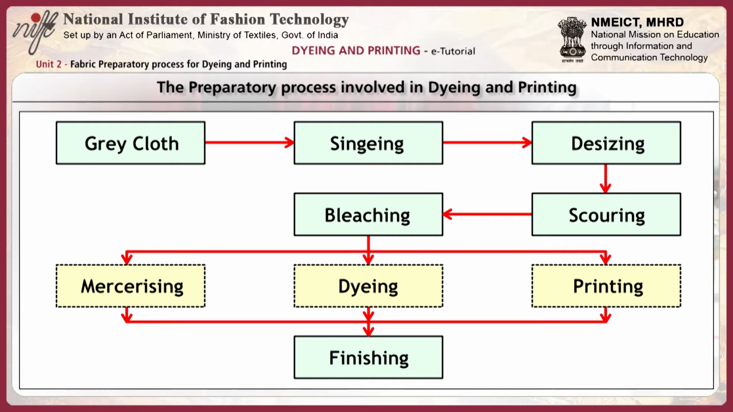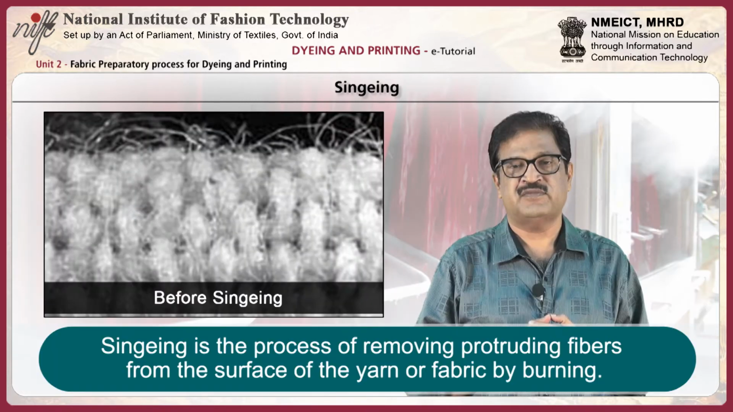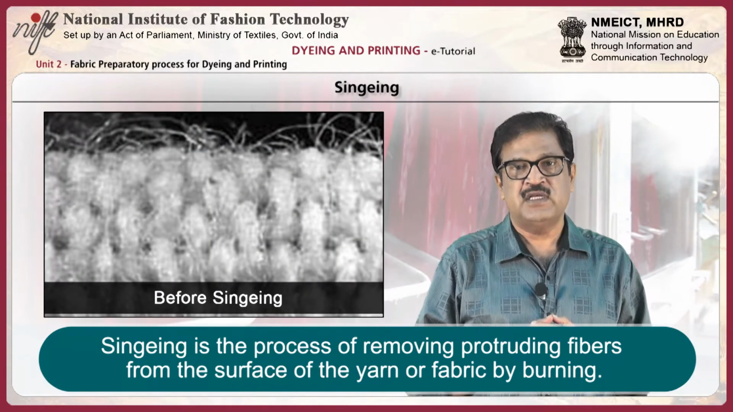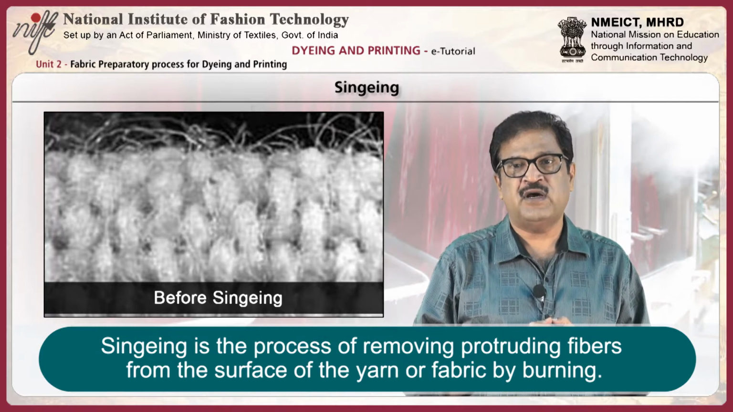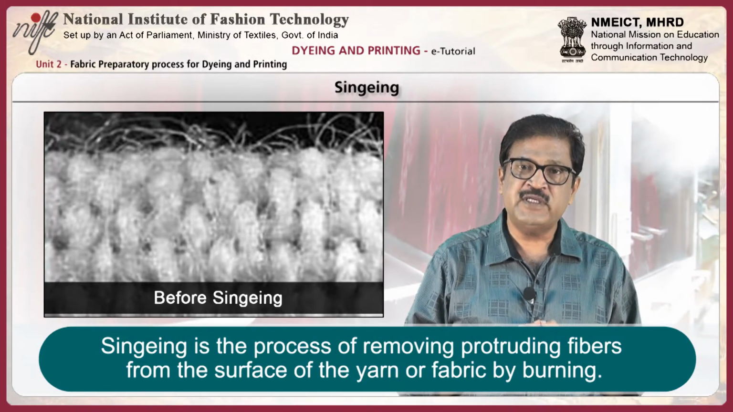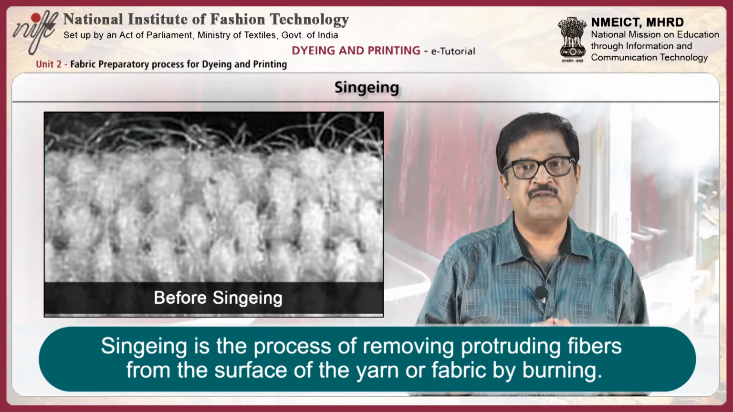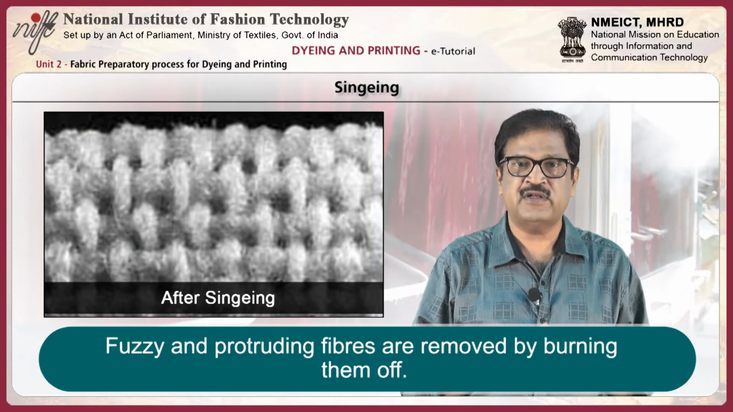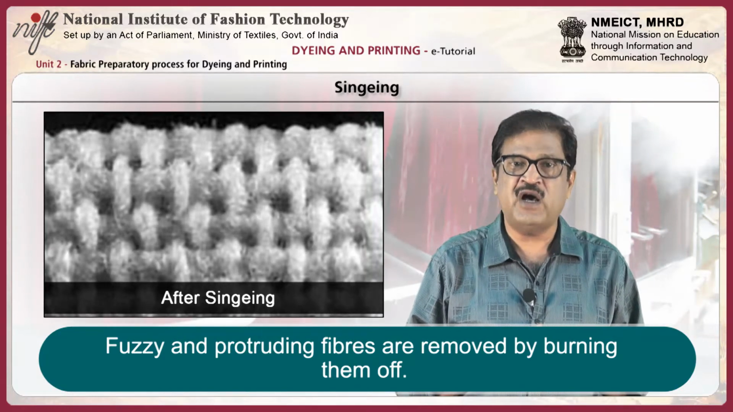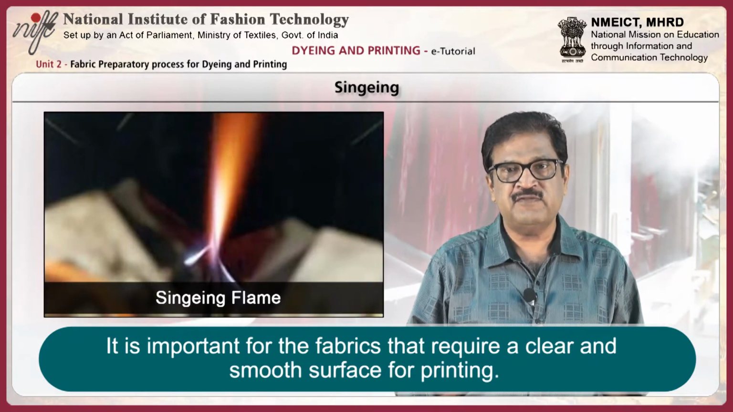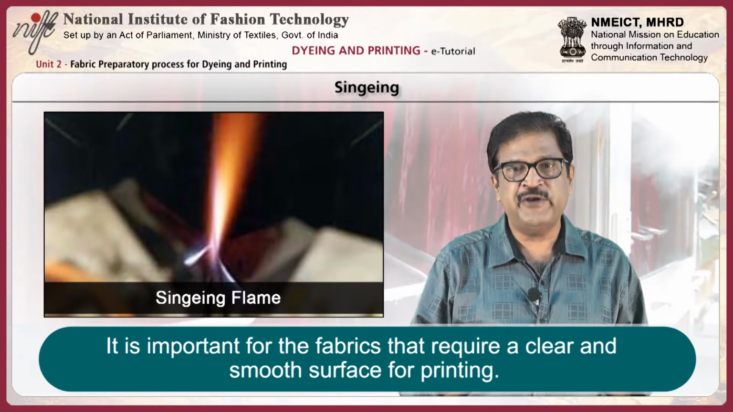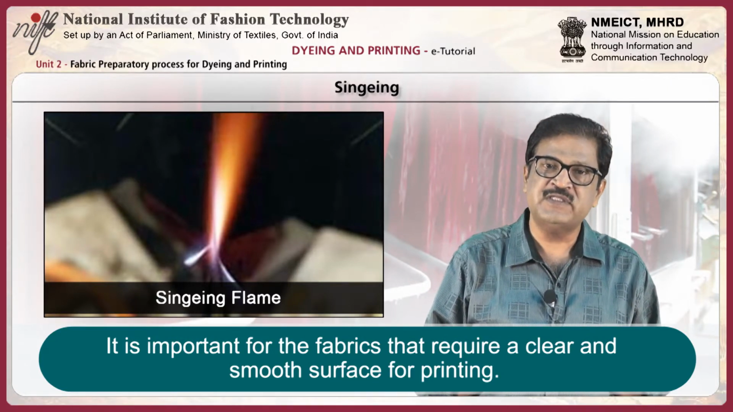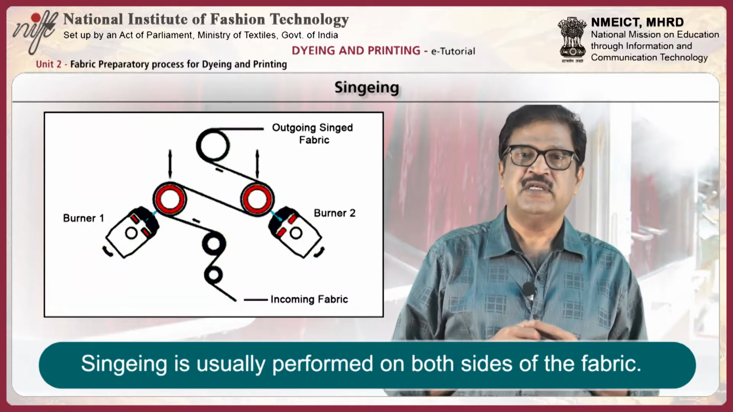This diagram shows the general preparatory process sequence carried out on grey cotton fabric. Singeing. Singeing is the process of removing protruding fibers from the surface of yarn or fabric by burning. Fuzzy and protruding fibers are removed by burning them off. It is important for fabrics that require a clear and smooth surface for printing.